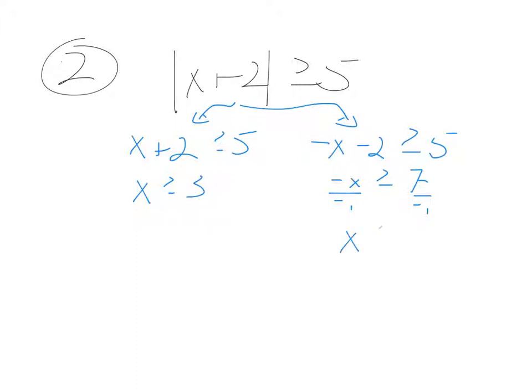And we get x is less than or equal to negative 7. We have to be careful when we divide by a negative. We have to flip the sign around. Okay, you might notice that these two inequalities do not match.